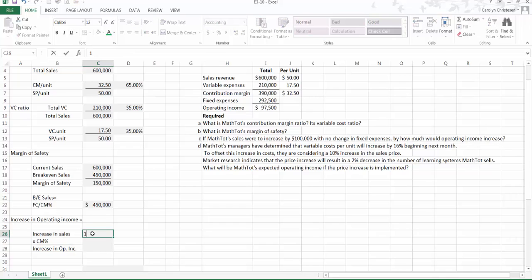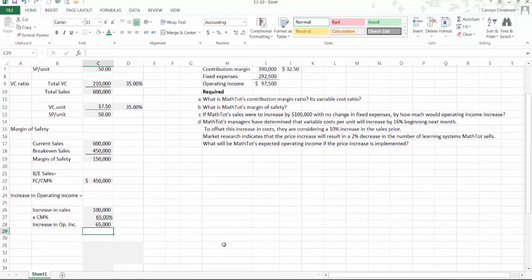Okay, so our increase in sales is 100,000. Contribution margin 65%. So that means if we increase our sales by 100,000, our operating income will increase by $65,000. Notice nothing else changed in that example.